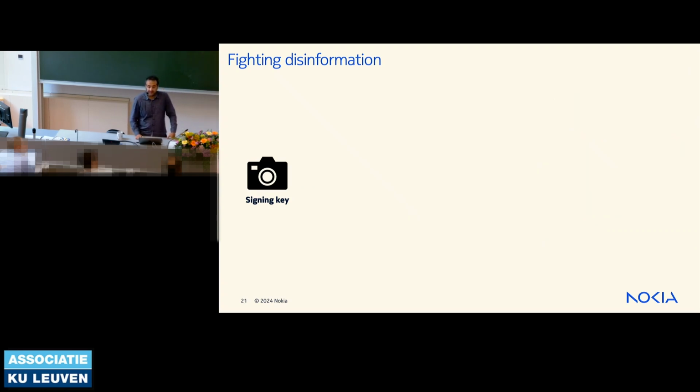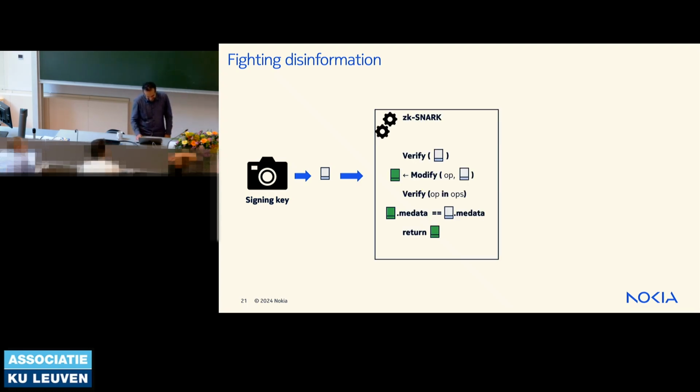So there is a line of work with zero-knowledge proofs to do this. What they do is the picture is taken by the camera with the signature. I made it small, but normally it's very big. So you give it to the SNARK. We're cryptographers, we love it. We give it to the SNARK.